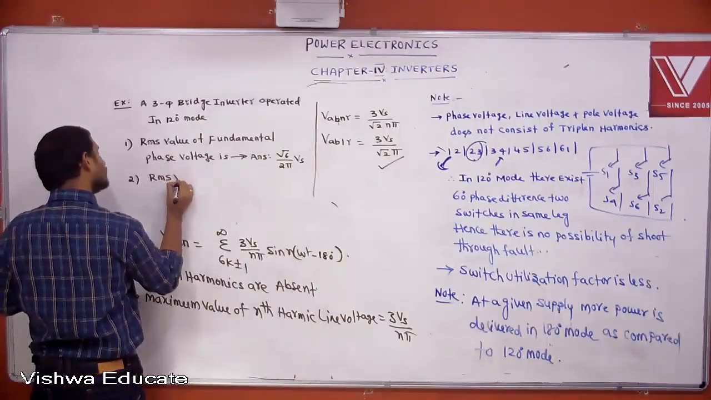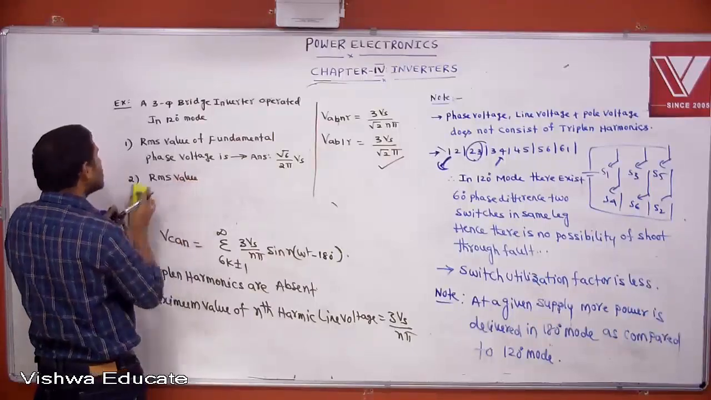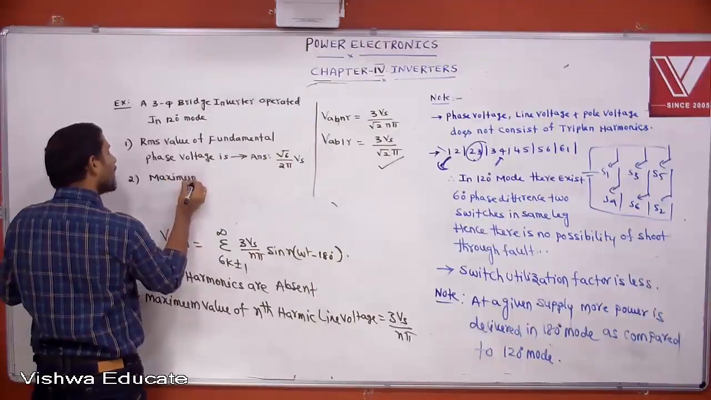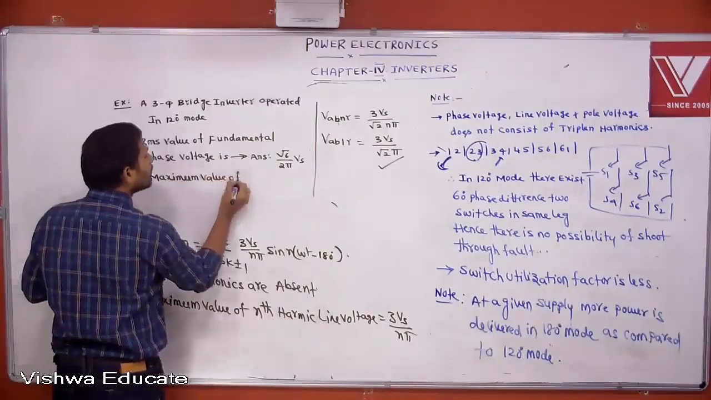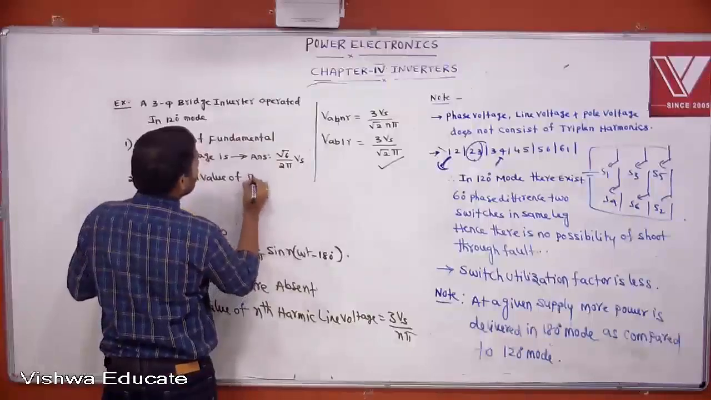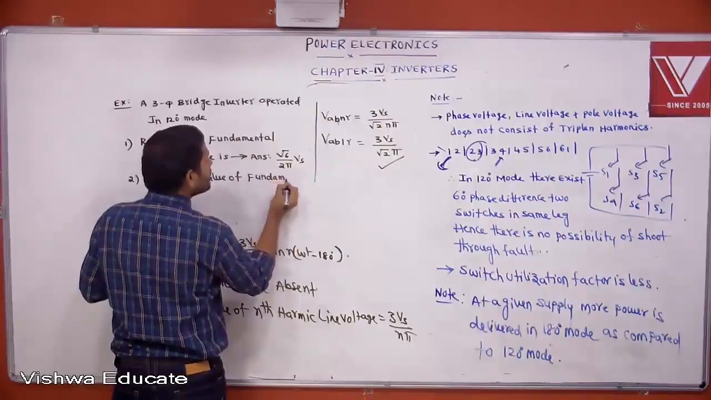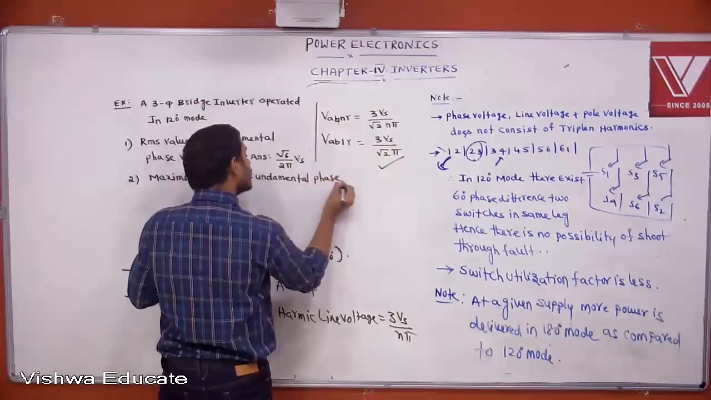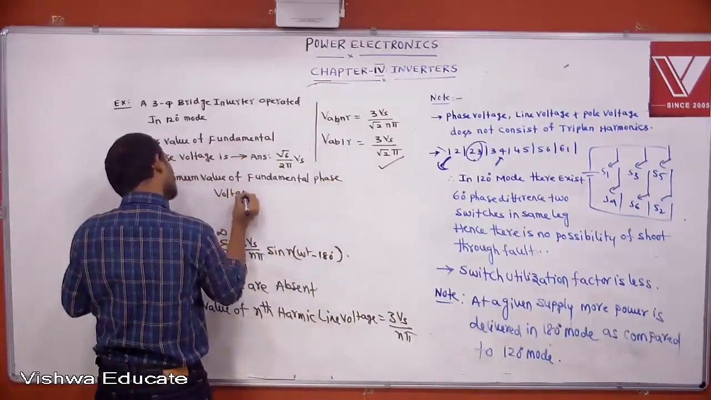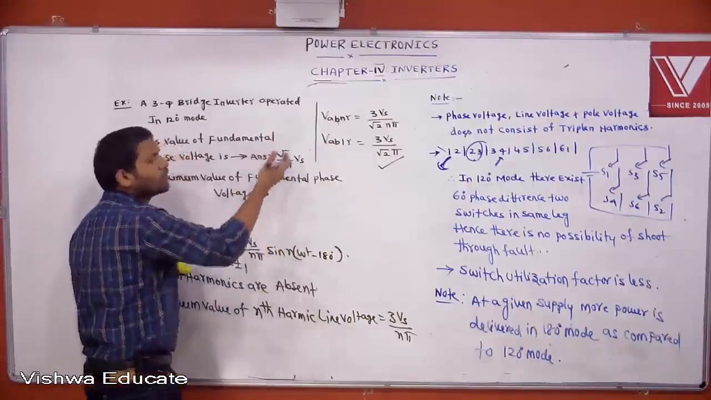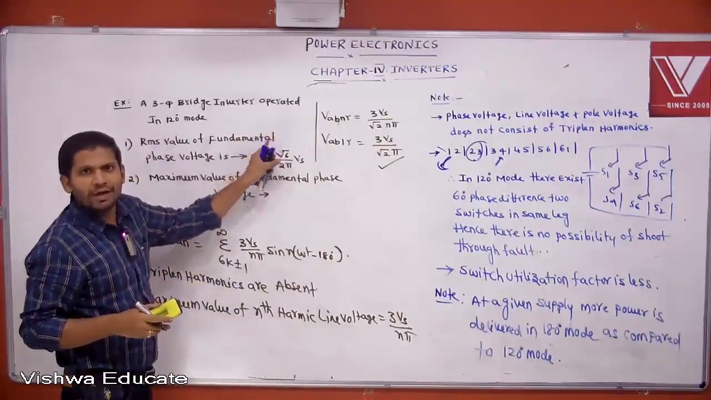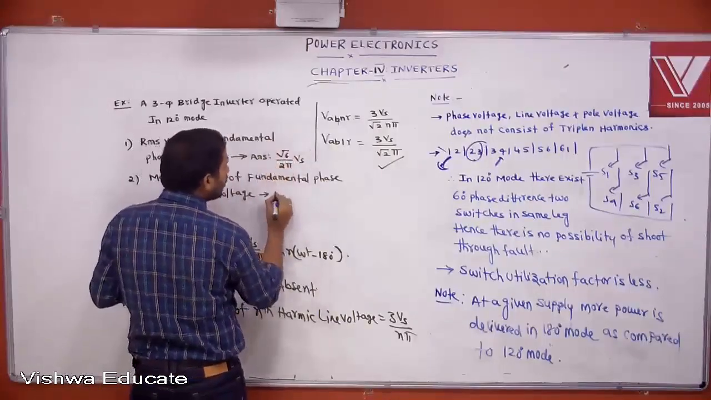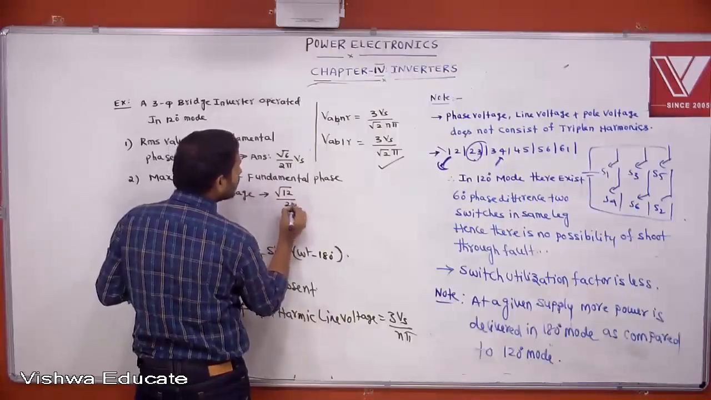Second question. Maximum value of fundamental phase voltage. How much you tell me? Maximum value means √2 times. It is RMS now. How to get maximum value? √2 times. Into √2 means √12/2π into Vs.